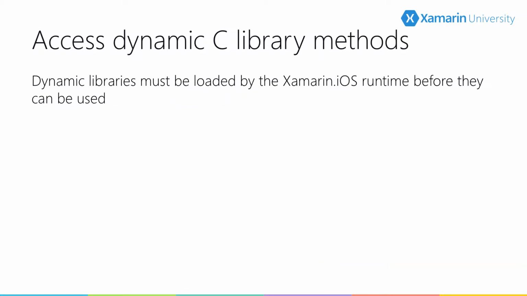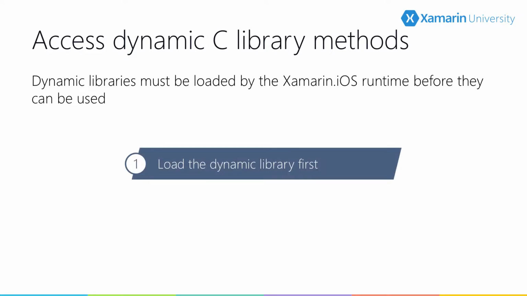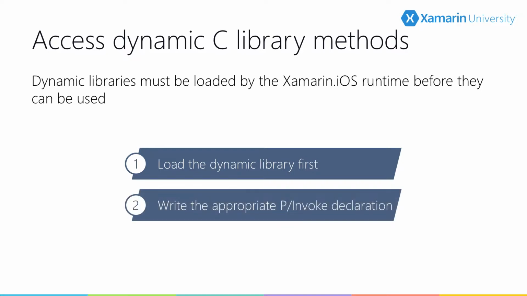Up to this point, we've really just focused on P/Invoking functions residing in static libraries. But we also have the opportunity to access functions in dynamic libraries. Dealing with dynamic libraries is, generally speaking, the same as with a static library. However, there's one big difference. The Xamarin.iOS runtime must load the dynamic library first. After that's done, we'll then be able to proceed with our standard P/Invoke declarations.